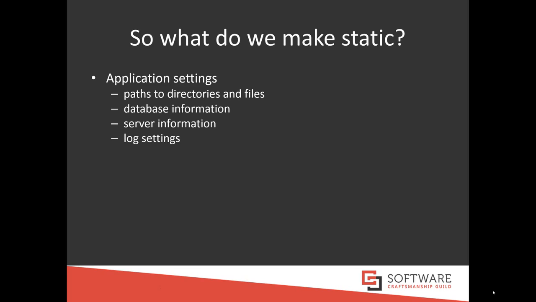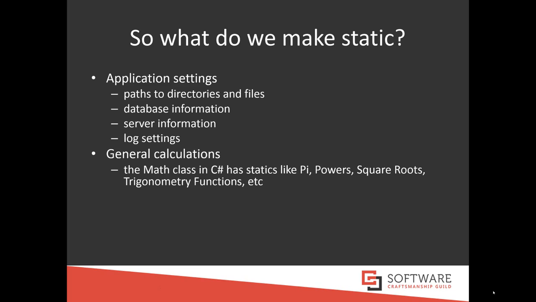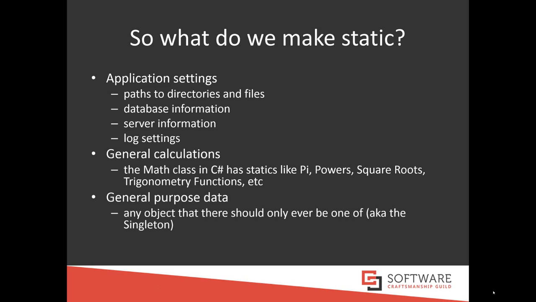So what do we make static? Application settings. A lot of times we'll create settings classes that have paths to directories and files, database information, server addresses, log settings. We also use them for general calculations. I already mentioned that the Math class in C# has a bunch of statics for pi, powers, square roots, trigonometry functions like sine, cosine, and tangent.